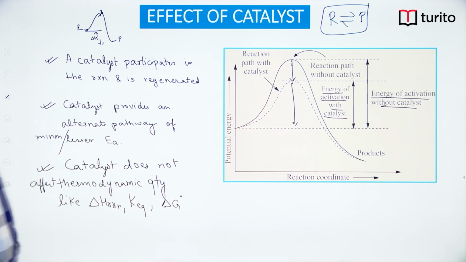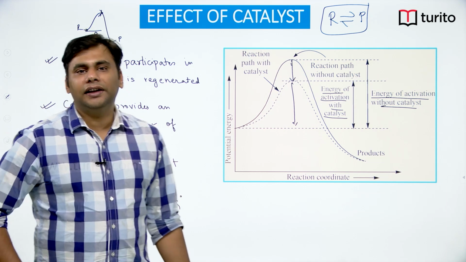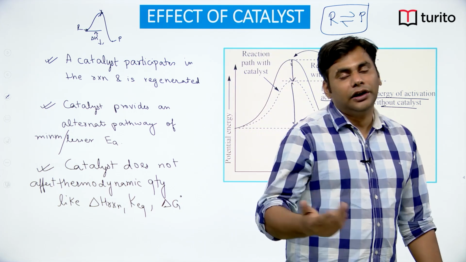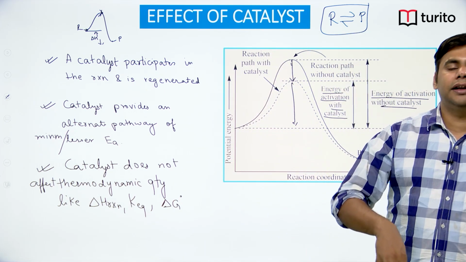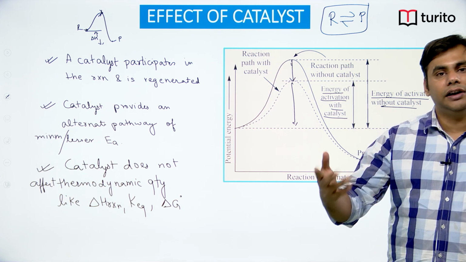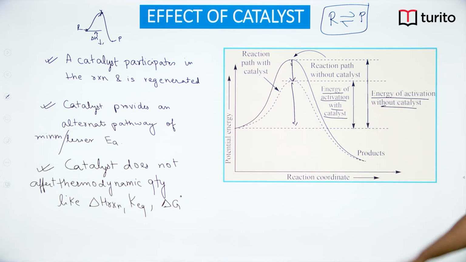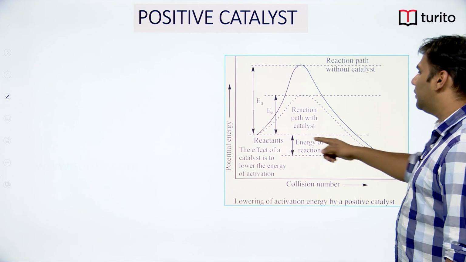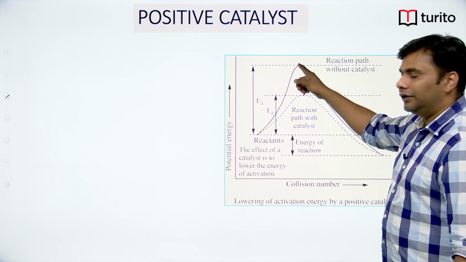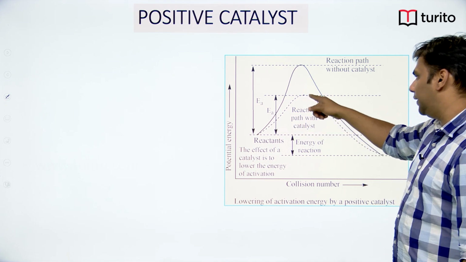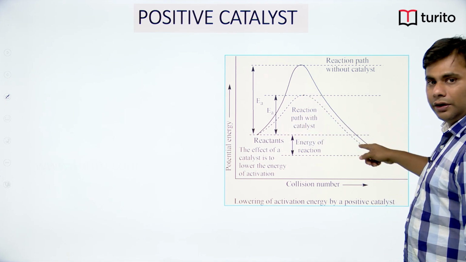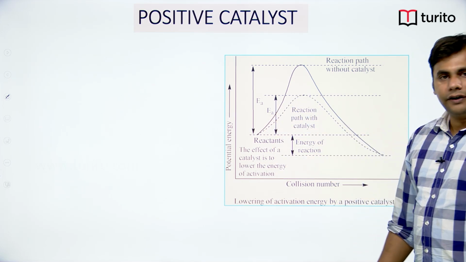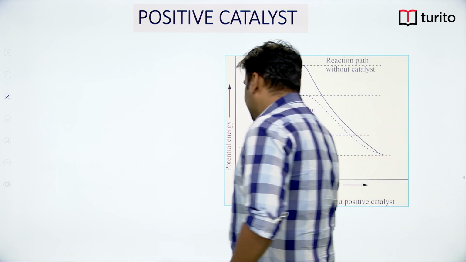Similarly, we say that there are two kinds of catalyst. One is a positive catalyst and the other is the negative catalyst. Positive catalyst is the catalyst which increases the rate of reaction. Okay, so such kind of catalyst, when you add in the reaction, it will stabilize the transition state and will increase the rate of reaction. So this is basically an example of a positive catalyst. You can see this was the reaction without the catalyst. Now when you added the catalyst, catalyst stabilized the transition state or the activated complex and the activation energy of the reaction was lowered. So this is basically your positive catalyst.